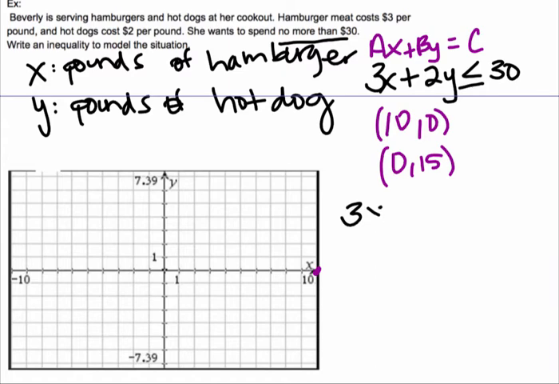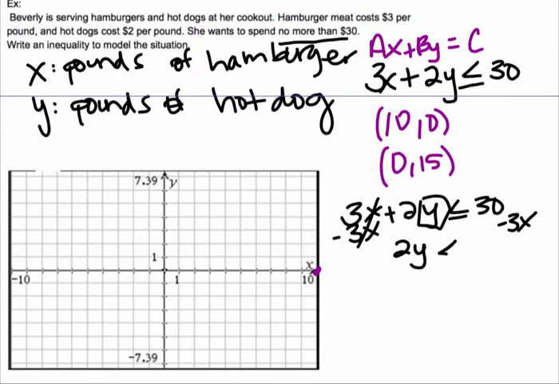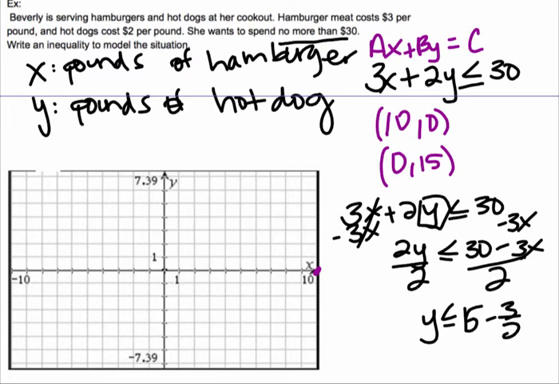I'm going to write this again: 3x plus 2y is less than or equal to 30. We're going to solve for y so we can get the slope. Well, we already know the y-intercept, but we need the slope. So I'm going to subtract 3x from both sides. Now 2y is less than or equal to 30 minus 3x. Divide by 2. So y is less than or equal to 15 minus 3 over 2 x. What is my slope? My slope is negative 3 over 2. Remember, this is my y-intercept.